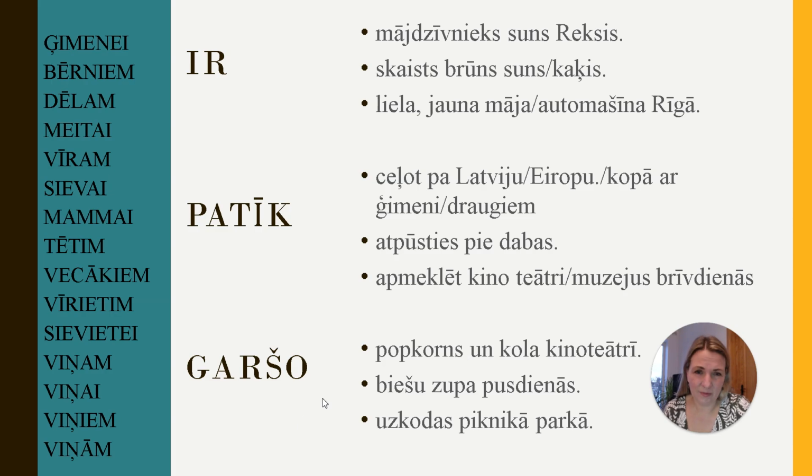Ģimenei garšo. If you have a picture with popcorn or in the cinema, or something they are eating together, you could say it's a family, or it could be the wife or husband, or anyone who likes the popcorn and coke in the cinema: tad garšo popcorns un kola kinoteātrī. Or garšo biešu zupa pusdienās, they like the soup for lunch, or uzkodas piknikā parkā, so they like snacks in a picnic in the park.